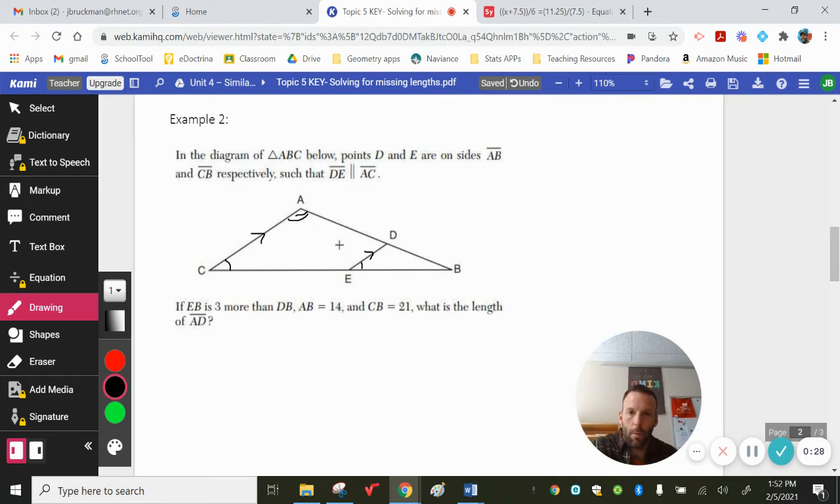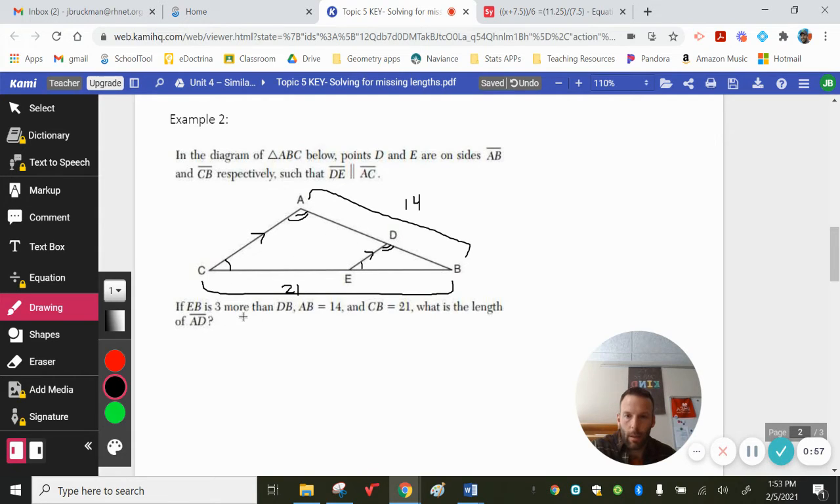These angles A and EDB have to be congruent to each other. And therefore, when I have something like this set up where it says, if EB is 3 more than DB, segment AB, so from A to B is 14, and C to B, that's this part right here, C to B is 21. We want to find the length from A to D.